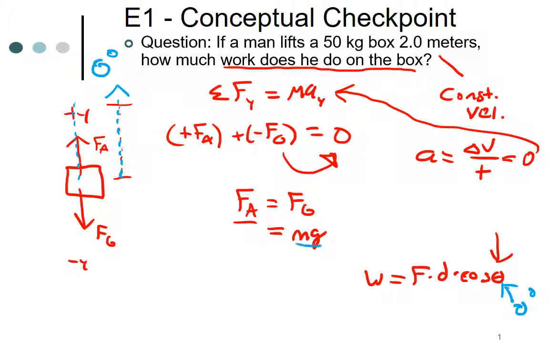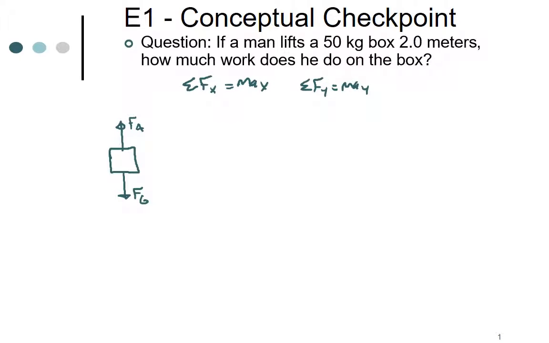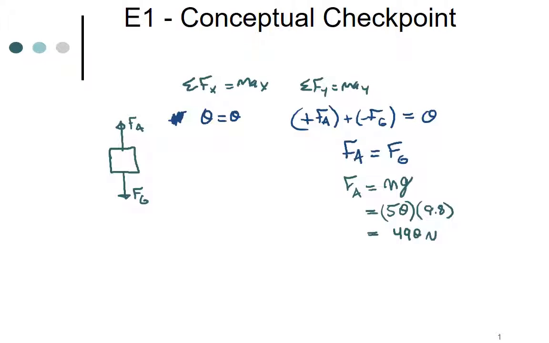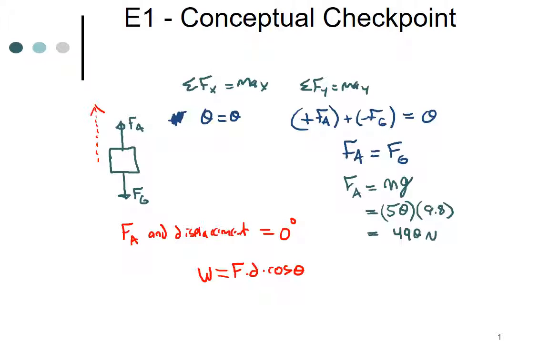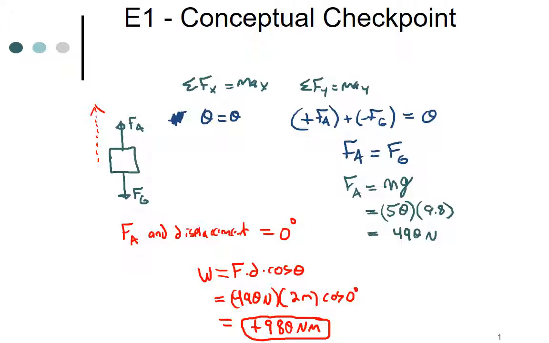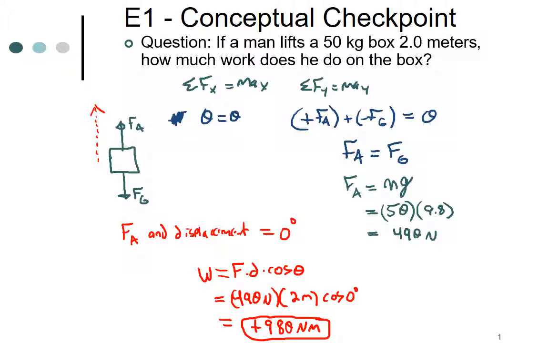So once we find the weight, which is mg, that is the force applied. It's equal to the force applied, we know that. We know how far it goes up, which is 2 meters, and the angle is 0 degrees. So when we place those numbers in there, we get 490 for the force applied, which is also equal to force of gravity as it goes up at a constant velocity. And we can place the values in there. And so we get positive 980 Newton meters of work as the box goes into the air.